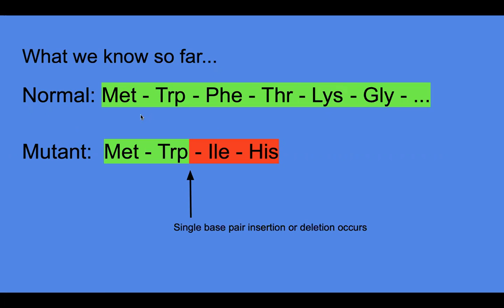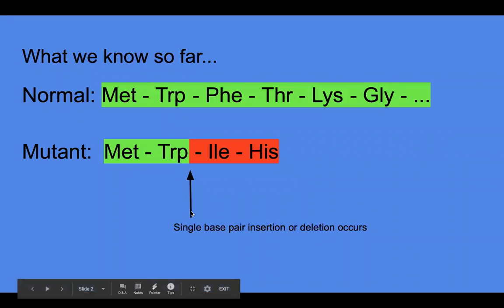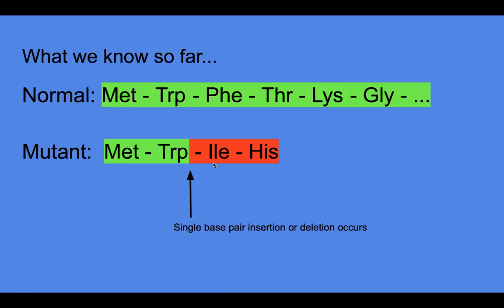The normal strand starts with the start codon methionine and then reads tryptophan, phenylalanine, threonine, lysine, glycine, and continues on. The mutant protein starts in the same fashion with methionine and tryptophan, but then experiences a frame shift mutation as a result of either a single base pair insertion or deletion that then codes for isoleucine and histidine before being truncated by a currently unspecified stop codon.